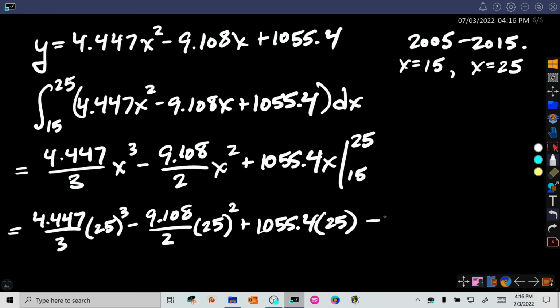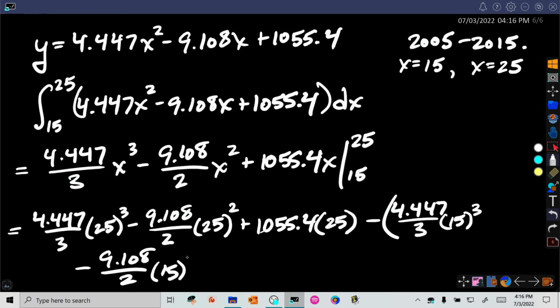They'll do this. Minus 4.447 over 3 times 15 cubed minus, this is the problem. They'll only subtract off that first one. You need to make sure you subtract off everything that's inside, okay? 9.108 all over 2 times 15 squared plus 1055.4 times 15. Close it off.